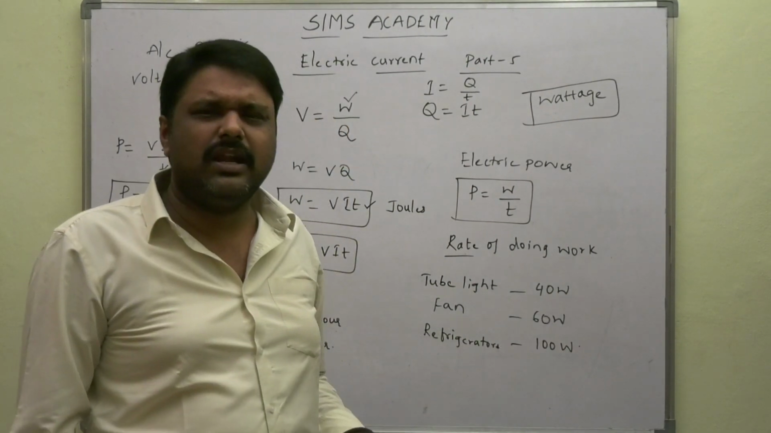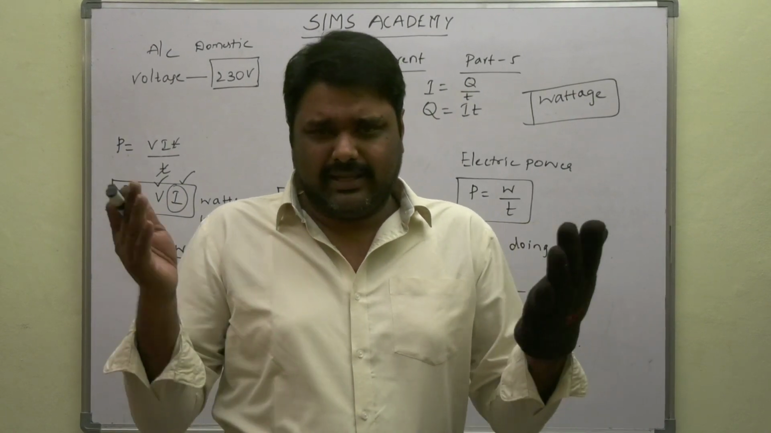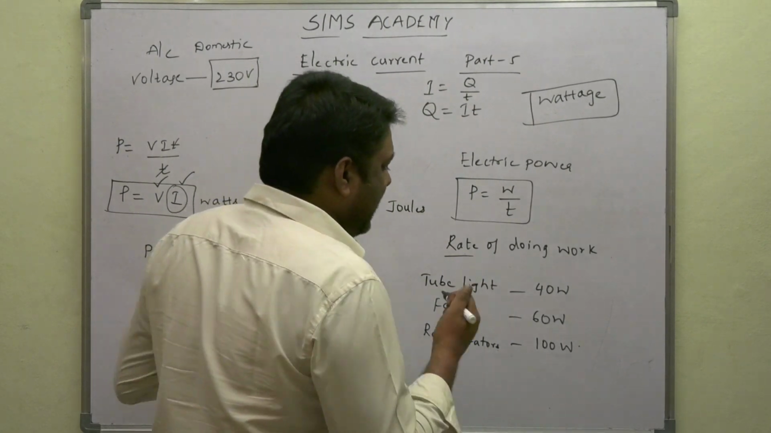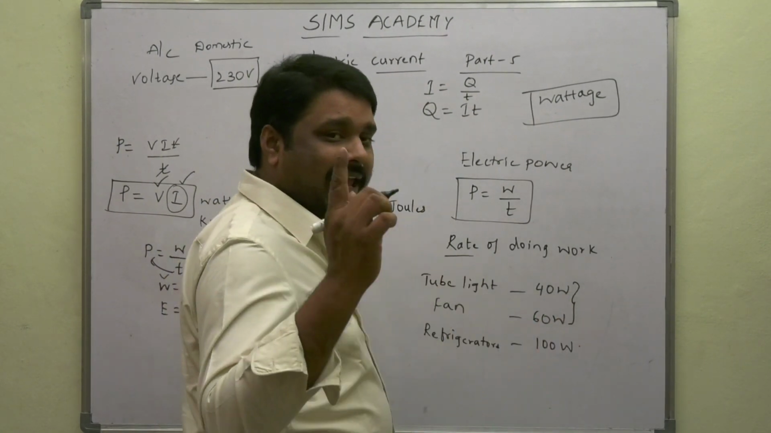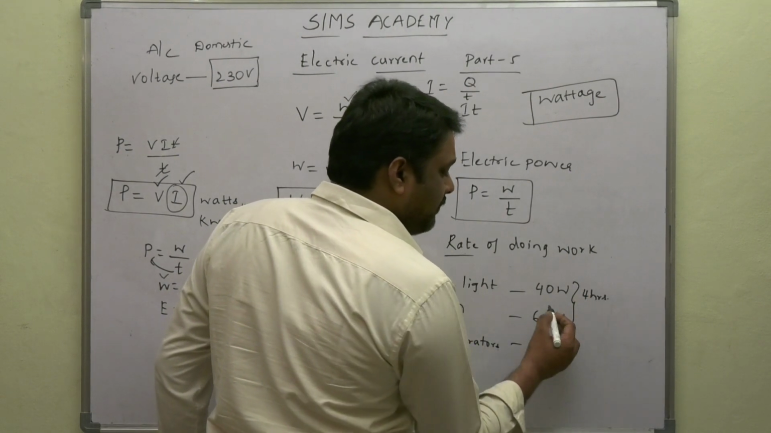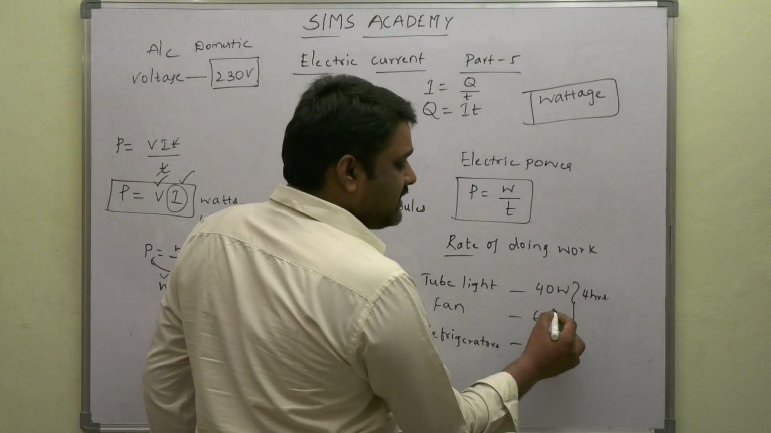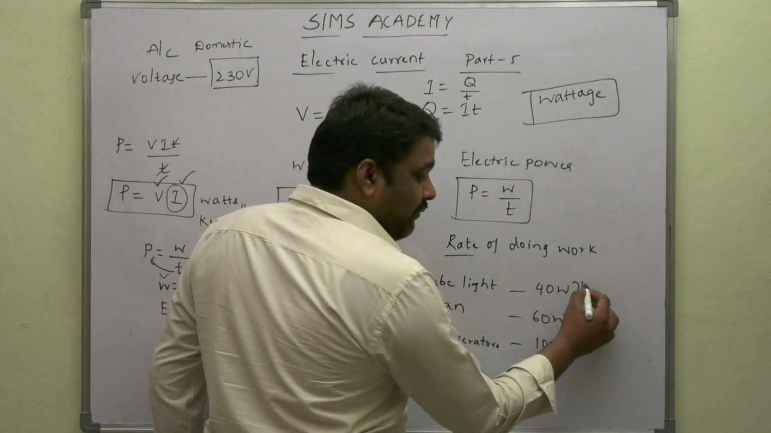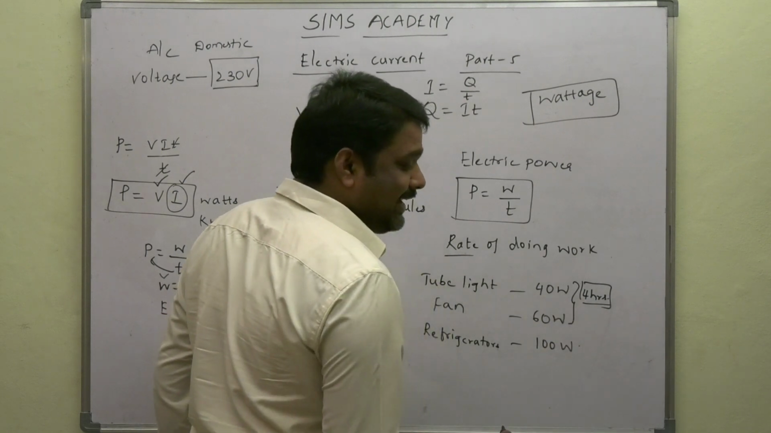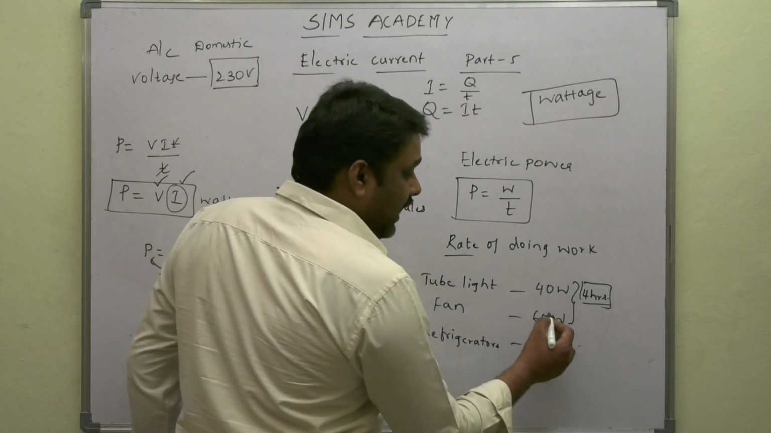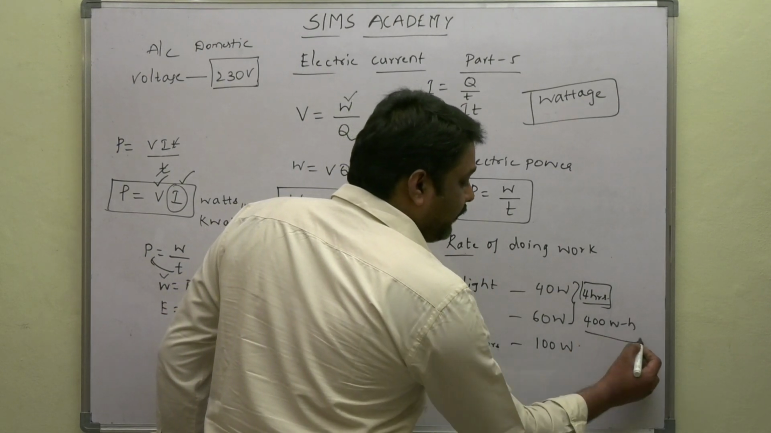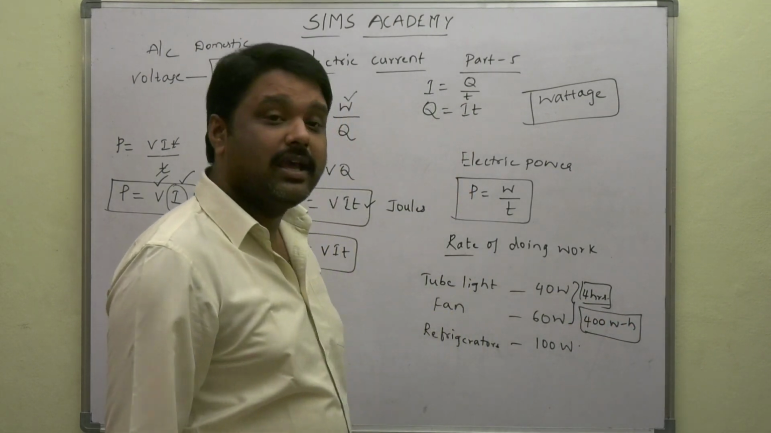How do we calculate generally? Suppose I have only a single room in which there is only one tube light and one fan. A tube light and a fan, per day I use both of them for 4 hours. Let us say, combinedly how much is this? 100 watts for 4 hours. That means per day how much electrical energy is consumed? 100 into 4, 400 watt hours of electrical energy is consumed.